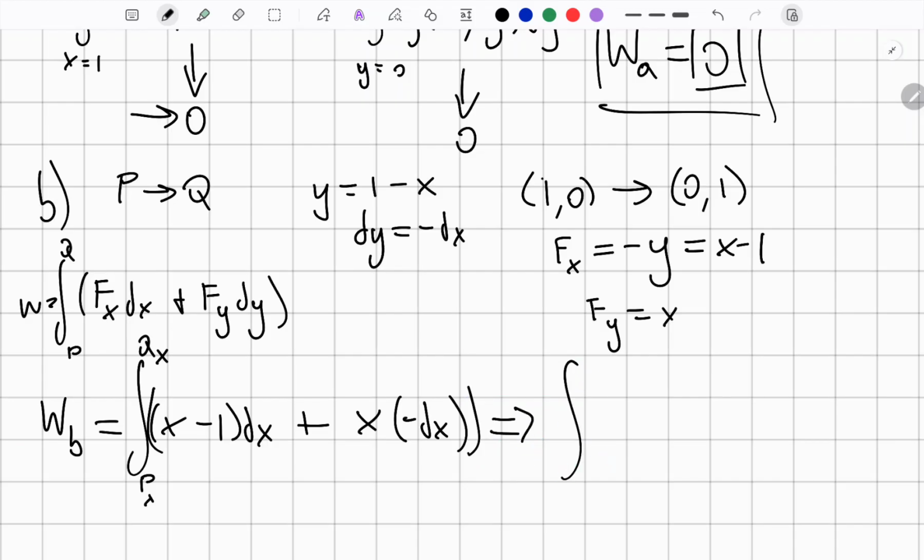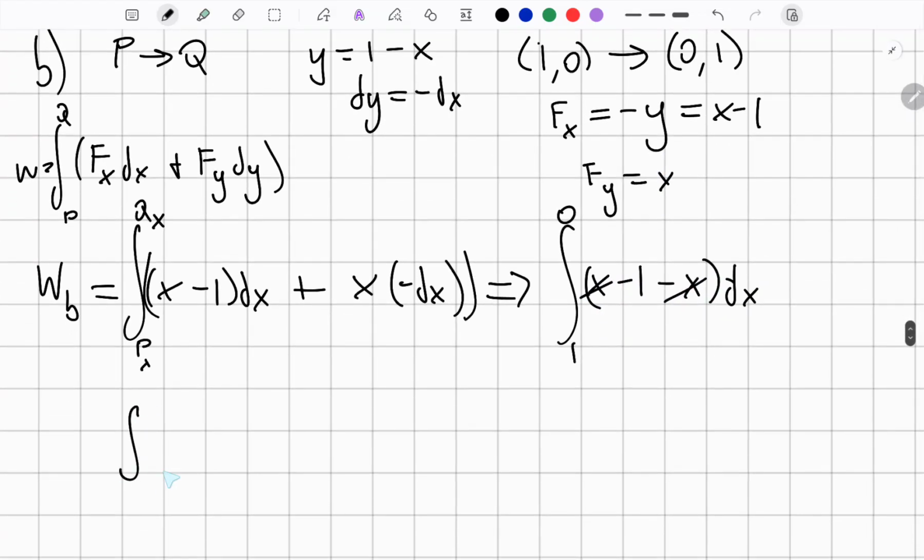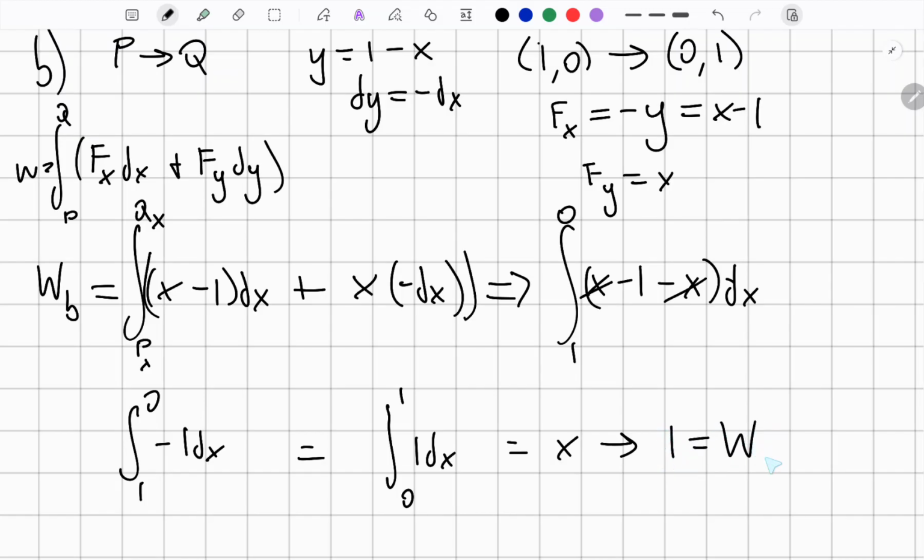So the x value at our point P is 1. We're going from 1 to 0, and we are going along x minus 1 minus x dx. So you quickly see those are going to go away. We're going to evaluate from 1 to 0 of negative 1 dx, which is the same as 0 to 1 of 1 dx, which is just x, which is going to be 1. That's the work along our path B.